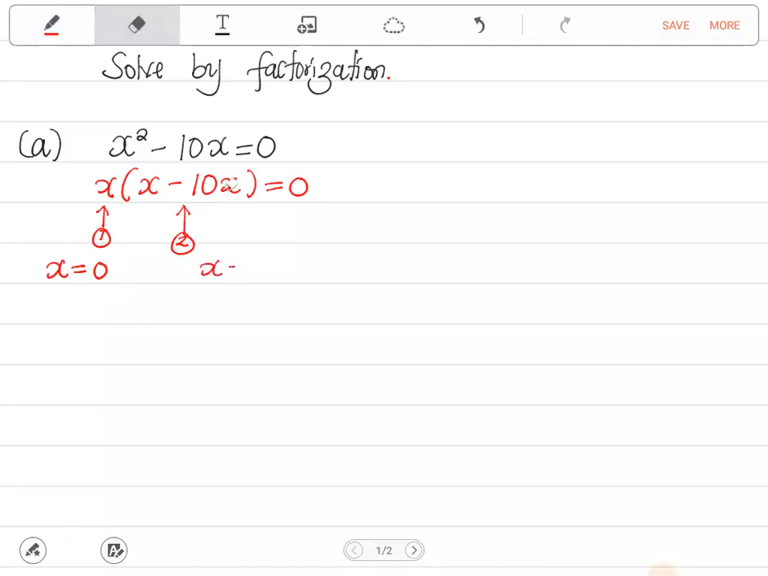Sorry, you remain with 10 only there. Apologies. So we have x minus 10 is equal to 0. Now this means x is equal to 0 or x is equal to 10. This answers the question. Let's go to B.